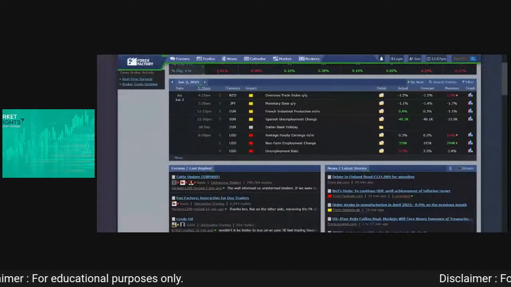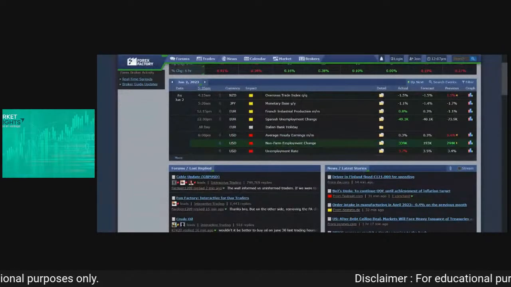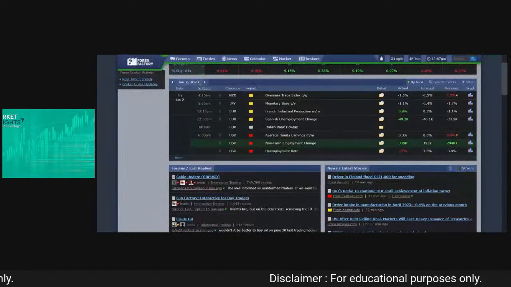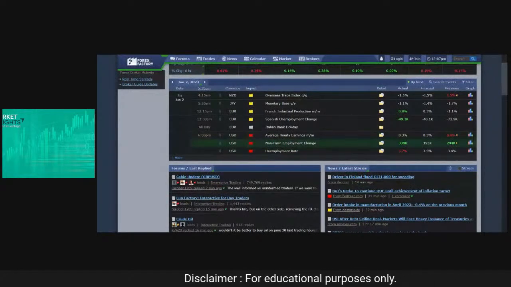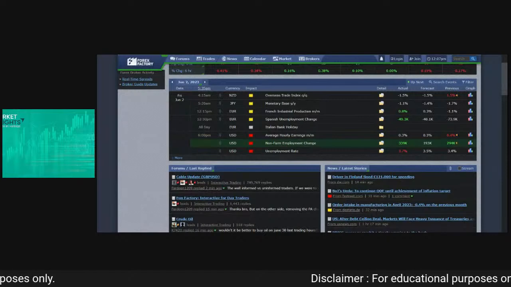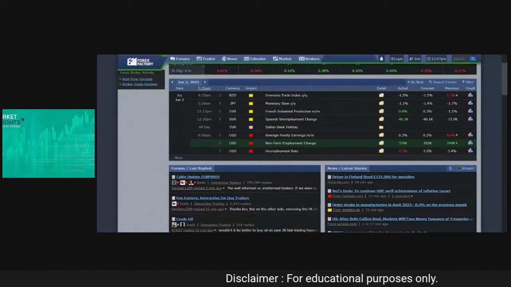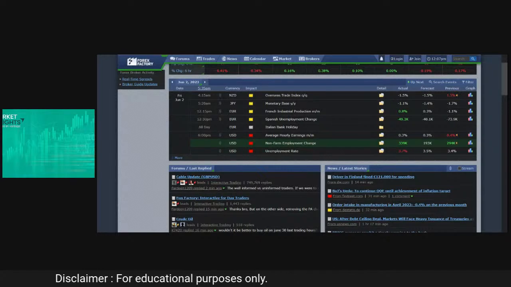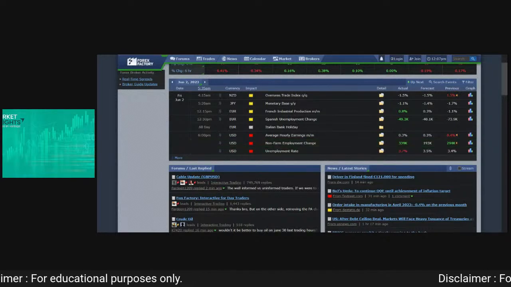The first one is non-farm, which was very high. It was almost 339,000 in lieu of 193,000, which is quite high to pump USD. Not just support but pump USD for some time. So that was the first scenario here, and after that we have seen.